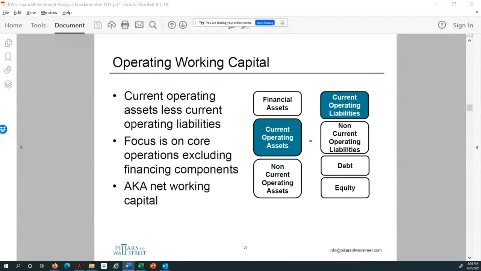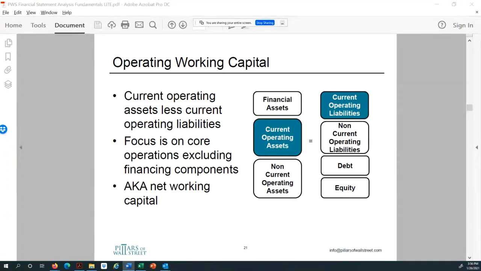Now let's get to the definition here, OWC. We're going to be seeing this especially when we get to the modeling. The operating working capital is current operating assets less current operating liabilities. This is also known as net working capital. You'll see that term a lot as well. And again, the focus here is on operations.